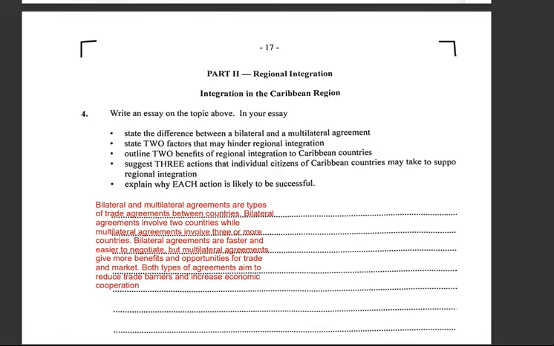Let's put it in this way. We are having the region's economic scale and bargaining power on a global stage. So we are empowering the countries to make a connection together, right? So it would bring peace. So one benefit of regional integration to the Caribbean would be that it brings peace.